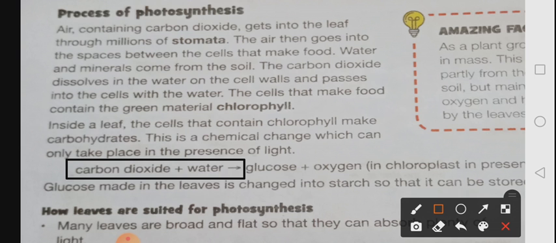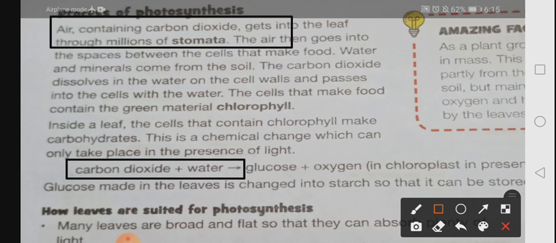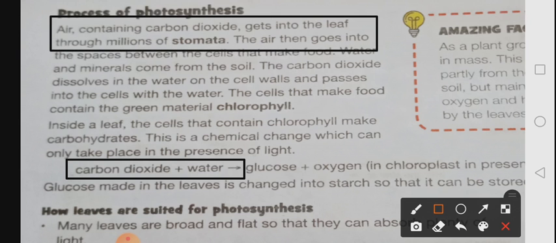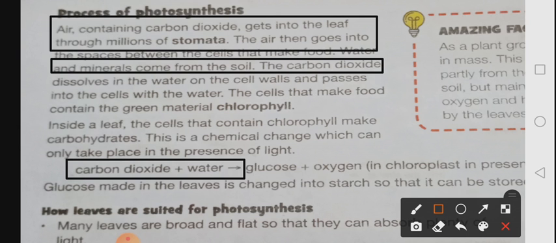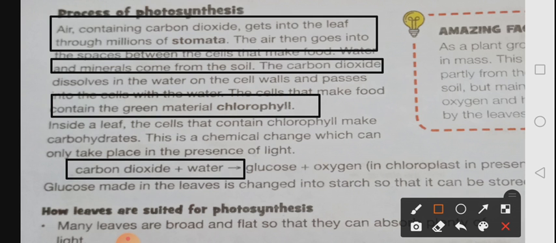Air containing carbon, I am reading from here. Air containing carbon dioxide gets into the leaves through millions of stomata. Carbon dioxide enters through stomata. Water and minerals come from the soil. The carbon dioxide dissolves in water on the cell wall. Carbon dioxide mixes with water, dissolves and passes and then enters inside the cell. The cells that make food contain green material called chlorophyll. And then inside the leaf, chlorophyll makes carbohydrates.